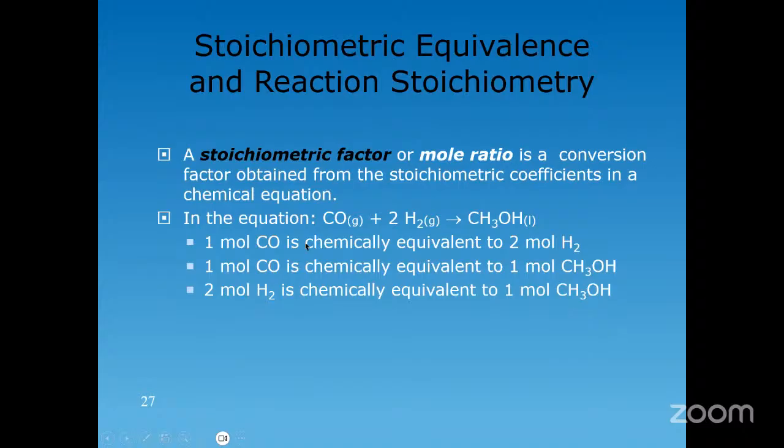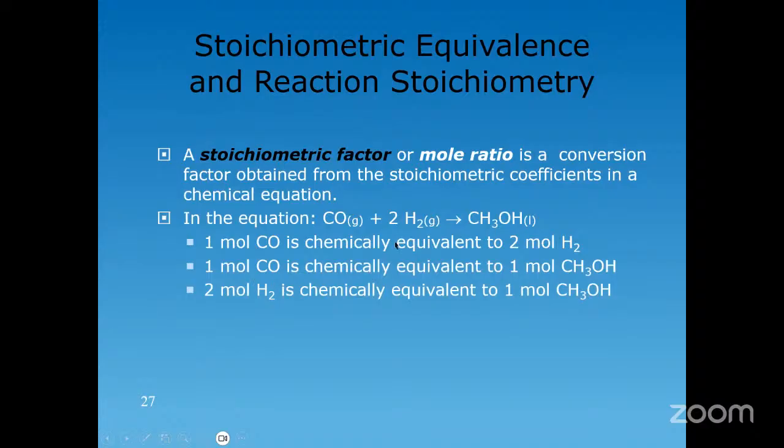So let's look at this simple example. The reaction between carbon monoxide and hydrogen to form methanol, right? The equation is balanced, so therefore you can identify the mole relationship between any two of the substances involved. So for example, you can look at the relationship between the carbon dioxide and the hydrogen. That's a 1:2 mole ratio. Or you can look at the relationship between the carbon monoxide and the methanol. That's a 1:1 mole ratio.